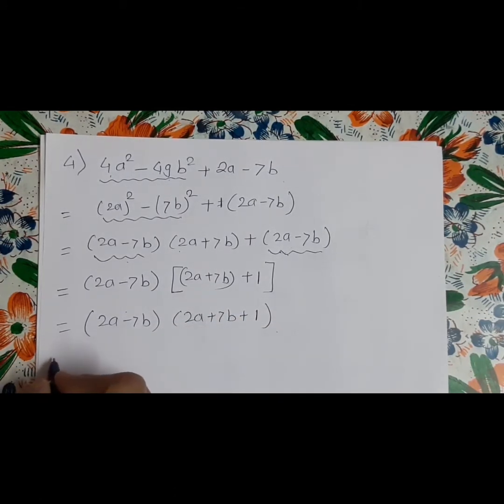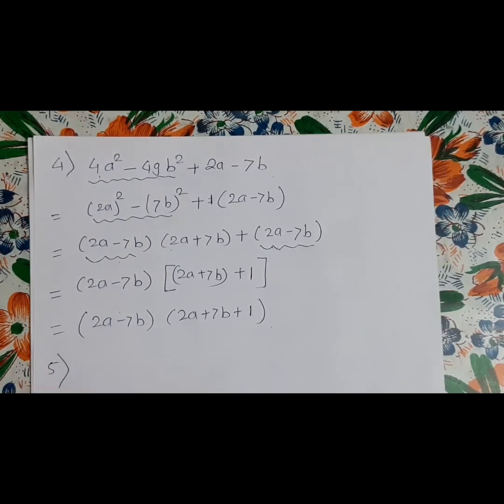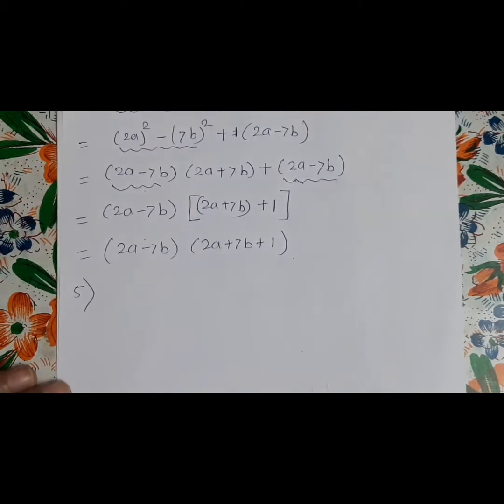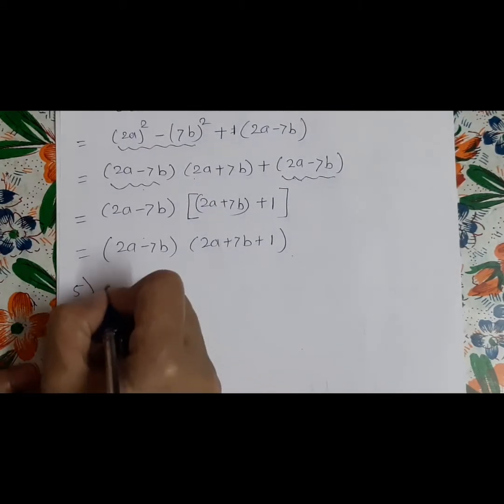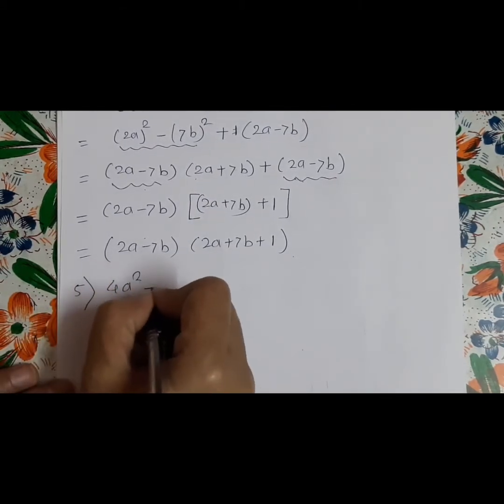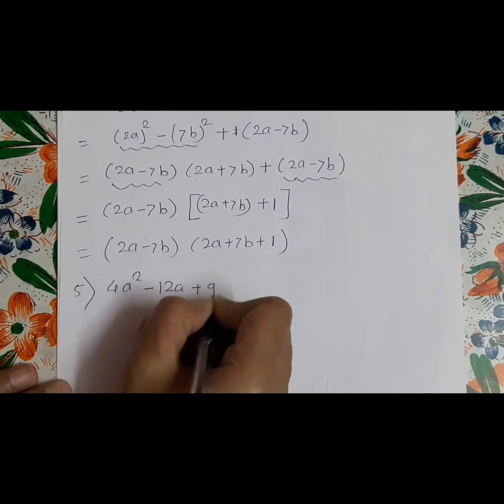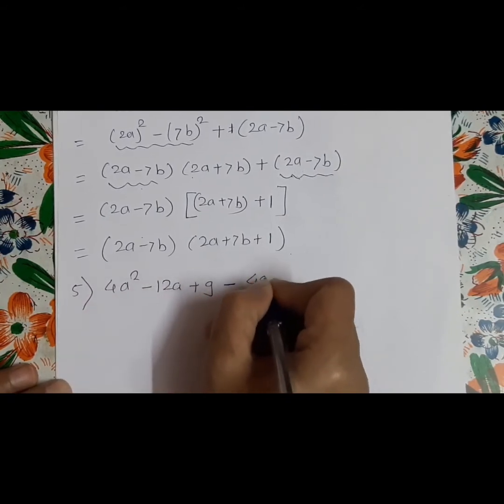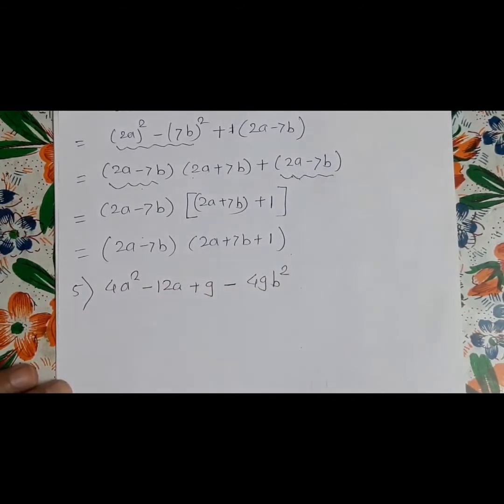Okay, thus the factors of the given algebraic expression are 2a minus 7b into 2a plus 7b plus 1. Now we will consider the next example, that is example number 5. 4a square minus 12a plus 9 minus 49b square.